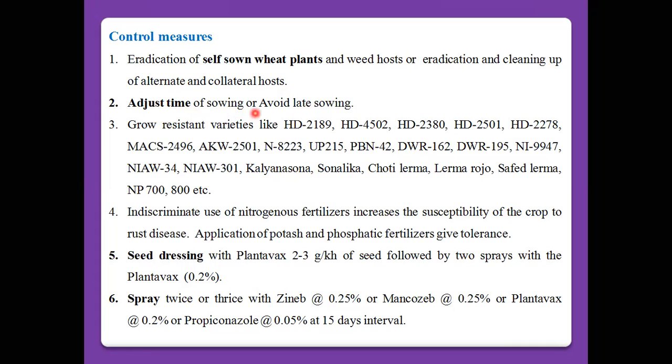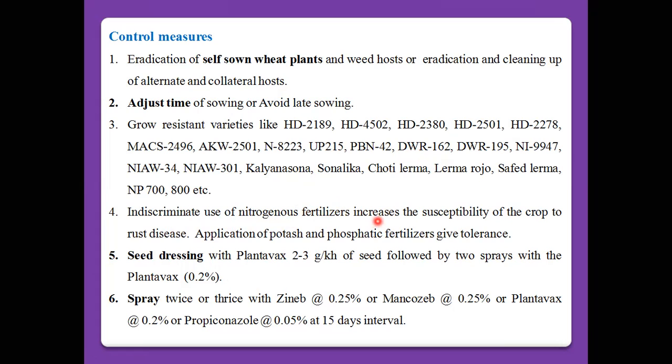Then adjust the time of sowing or avoid late sowing. In Maharashtra, the brown rust or black rust is generally seen in the months of February to March. So you can adjust the date of sowing of the wheat, or avoid the disease in the month of March or April. Then grow resistant varieties. There are a number of varieties which are somewhat resistant to rust disease. Then avoid indiscriminate use of nitrogen fertilizer, because you can apply an excess dose of nitrogen.